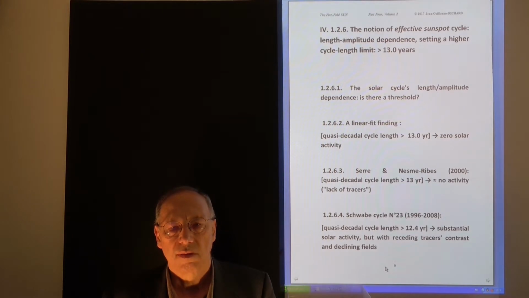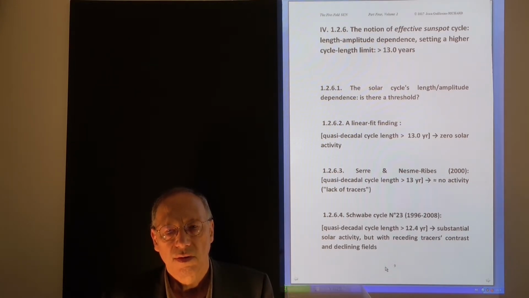So we can propose an extension of the rule of dependence on solar cycle length for the amplitude of a sunspot cycle and set a threshold of about 13 years for the effectiveness of a solar cycle in terms of actually producing sunspots and such other tracers that mark solar activity. This was first proposed by Serre and Nem-Rib in 2000, based on their analysis of the Maunder minimum.